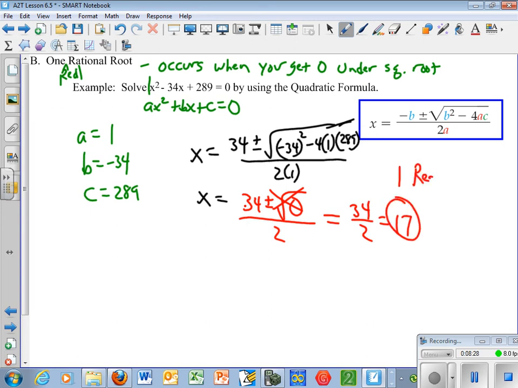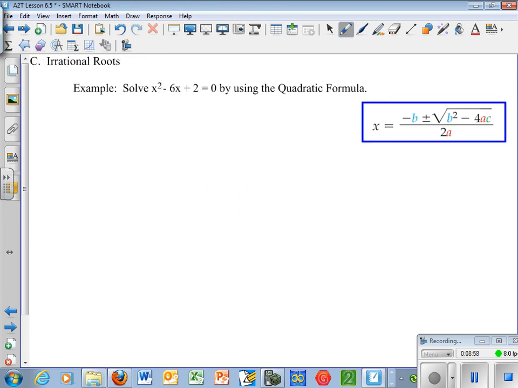One real rational root. And by the way, when they say the solutions to a quadratic, solutions, roots, zeros, those are all interchangeable words used. Also, if you look at it graphically, they would be the x-intercepts. All of those are interchangeable words for solutions to quadratics. So there's one real rational root.